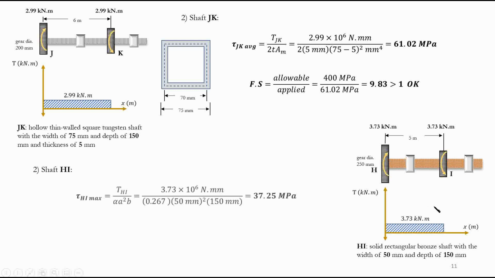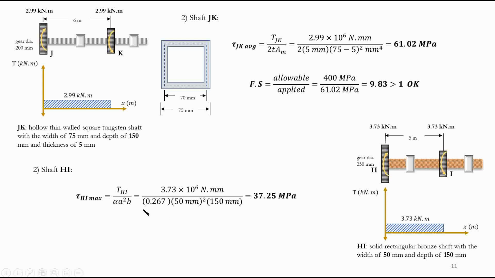And the formula for this, the maximum stress for this, is T over alpha A squared B, right? T is the torque value for the section, which is 3.73, right? So you can put it there. So let alpha be there for now. So we'll talk about it later. A is always the smaller dimension here, right? The smaller dimension 50, right? 50 in this case squared. B is the larger dimension, right? For the rectangle. So it's 150, we'll just put 150 there.